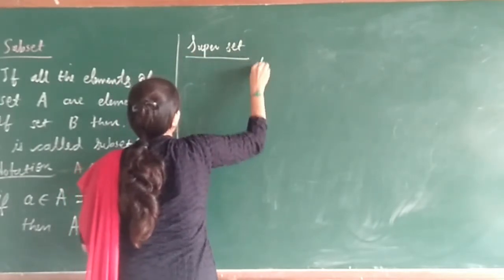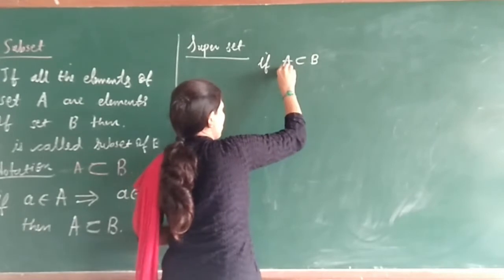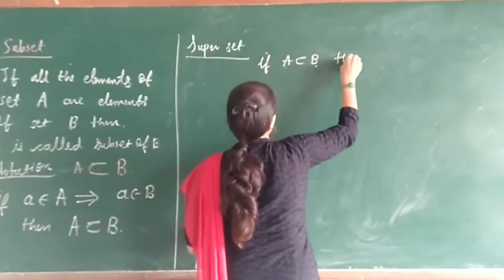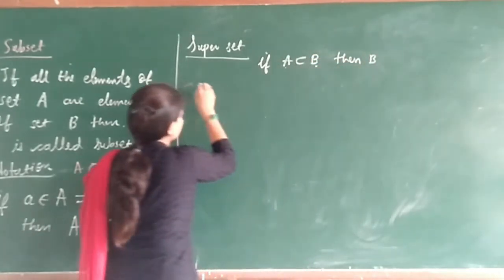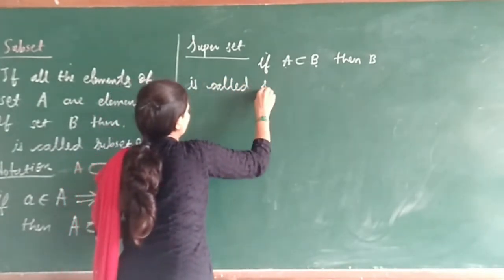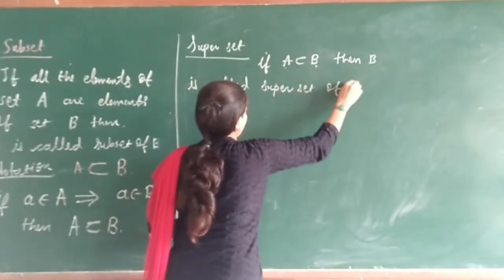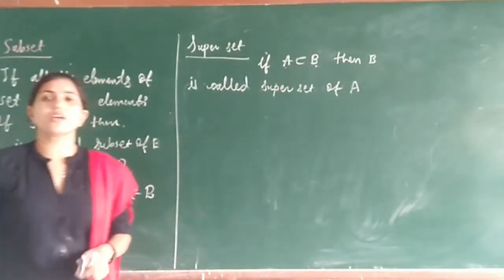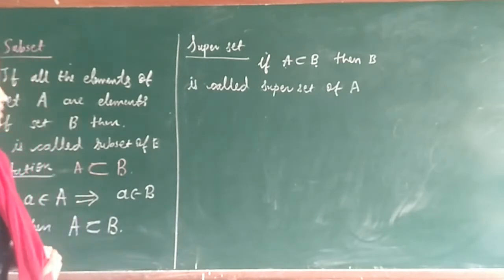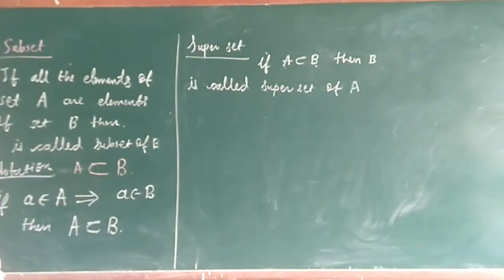So if A is a subset of B, so A is smaller and B is bigger, then B is called a superset of A. And students, we don't have a notation for superset, we will use this only. Okay, so now we have to clear some definitions of this.